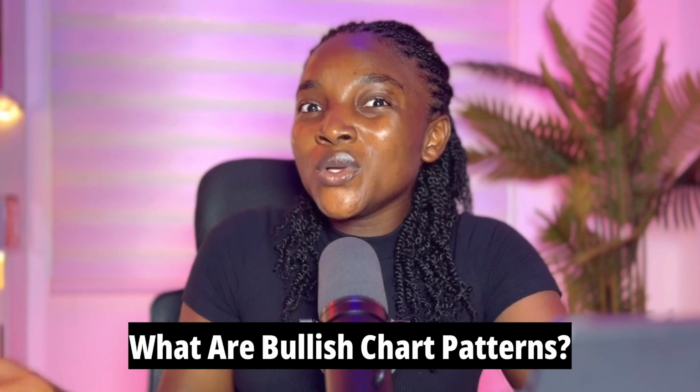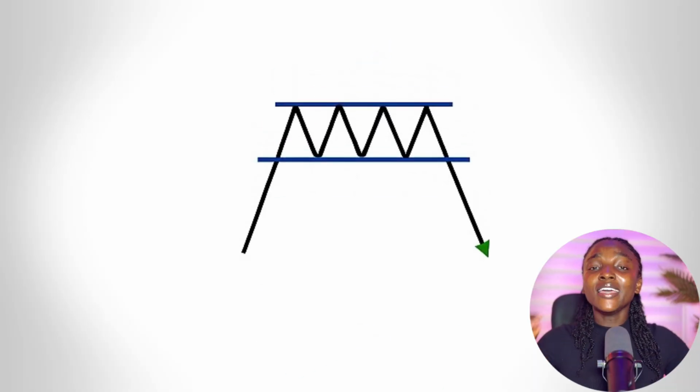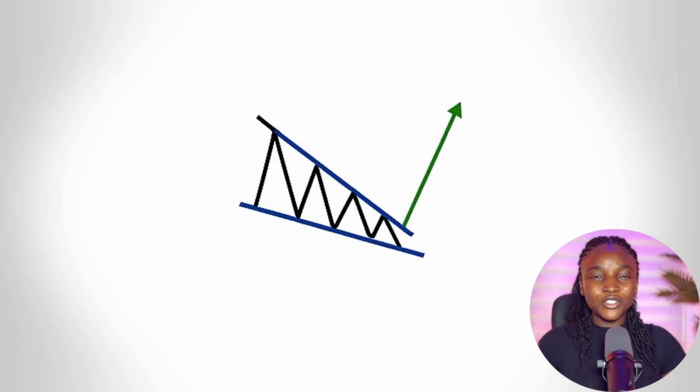Now, what are bullish chart patterns? Think of a chart pattern like a visual language that the market uses to communicate what traders are thinking or feeling. Price is not just moving randomly. Every line, every consolidation, every bounce tells a story. And bullish patterns are patterns that form to tell us that price is likely to move higher. It tells us that buyers are gaining strength. So when we talk about bullish chart patterns, we are talking about specific shapes of formation on the chart that tell us that price is about to move higher.